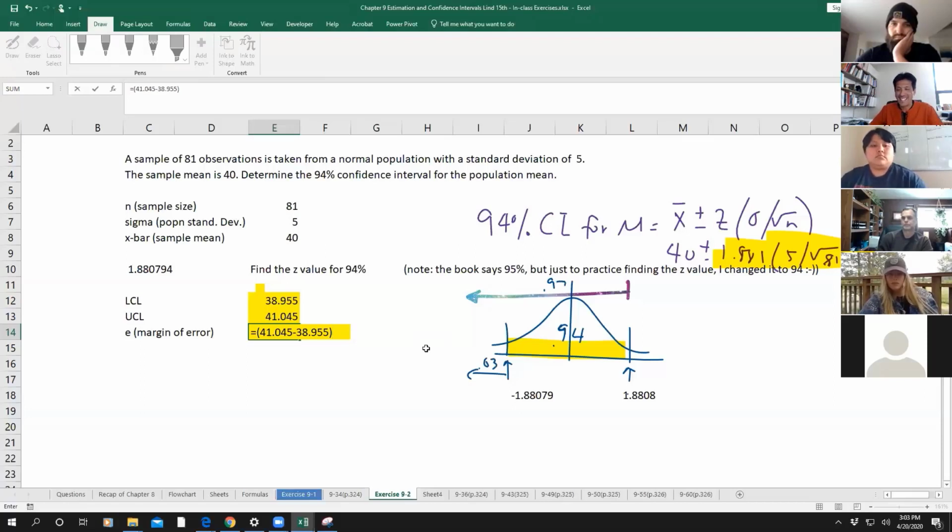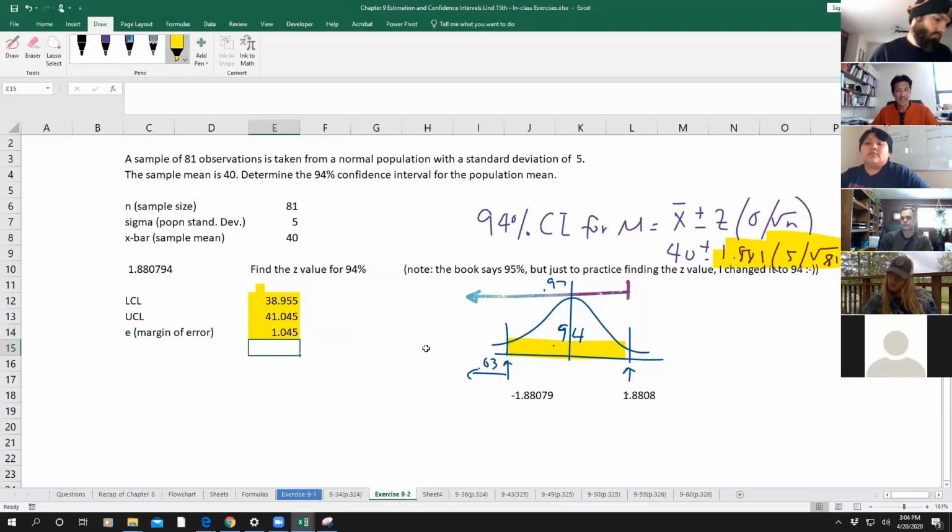That gives us the distance between the upper and lower limits, right? And wouldn't we divide that by 2 to say that the margin of error is plus or minus what turned out to be 1.045? That's correct. All right, so that's the margin of error. Good.